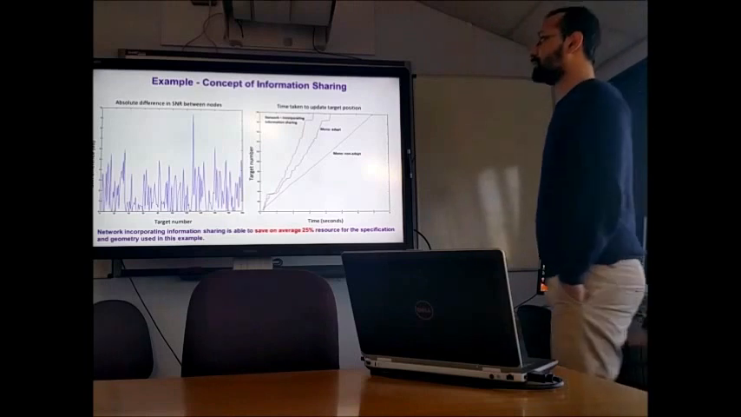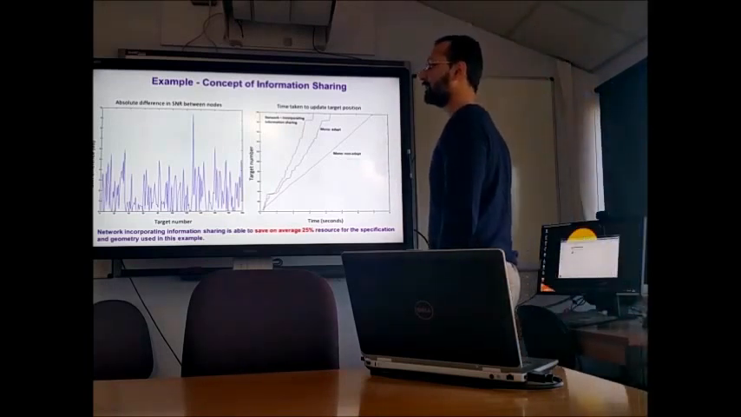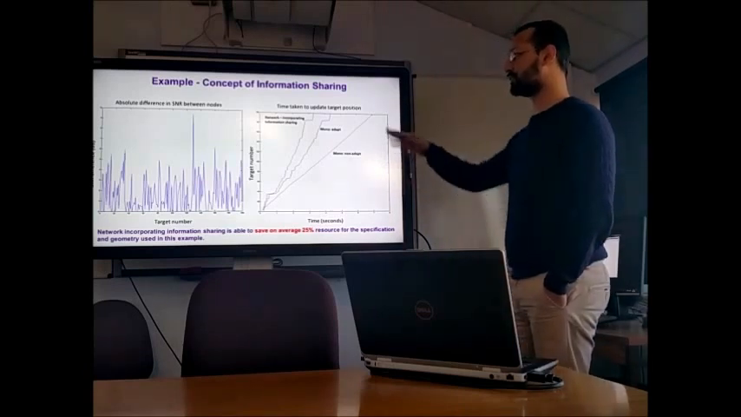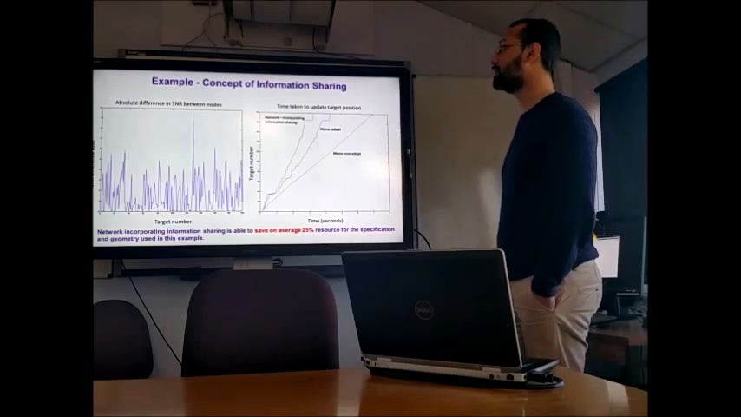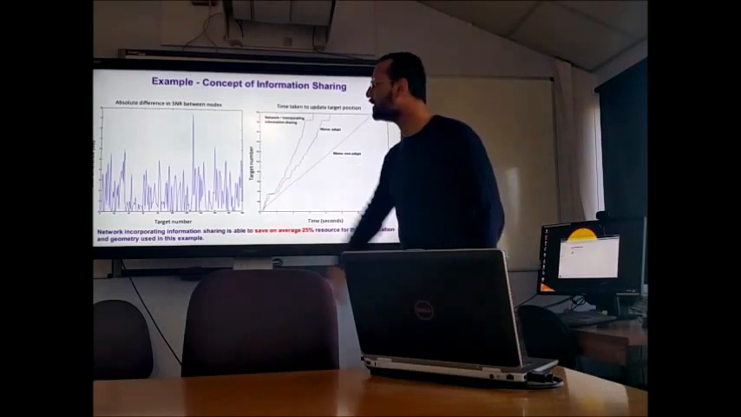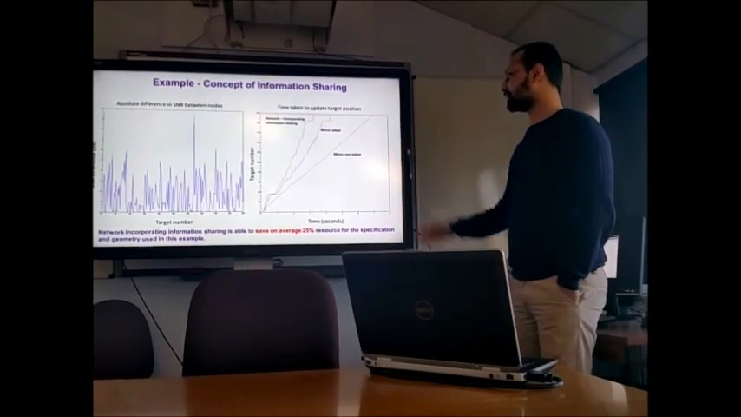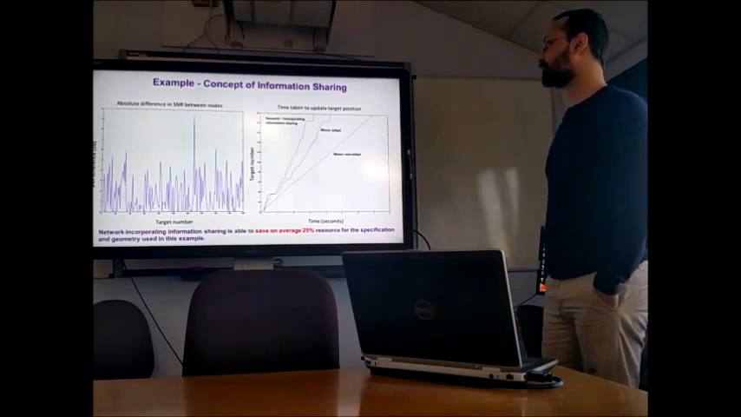Another way to view the results is, on the left graph, we see the target number and the absolute difference in SNR between the two nodes. We can see on average there's around 2 to 3 dB difference. There is one odd target out, which has around a 9 dB difference between the two nodes. On the right-hand side, we see some results here, which is the network incorporating information sharing.